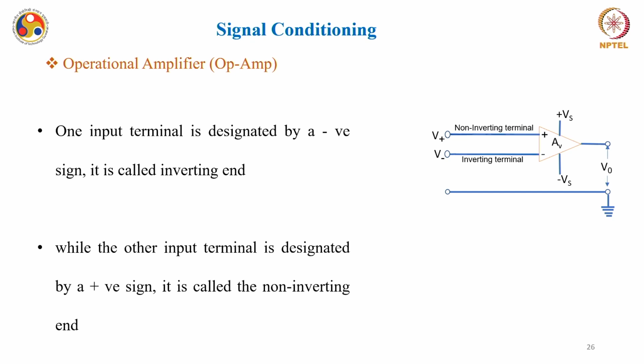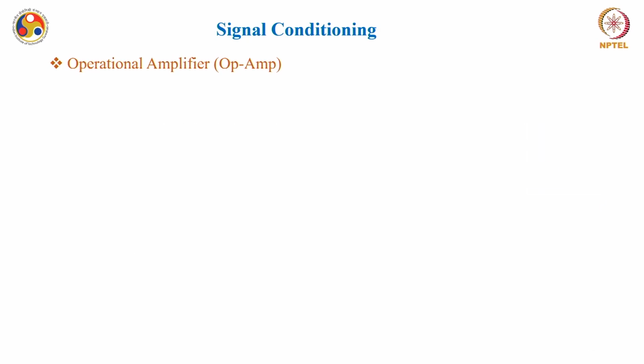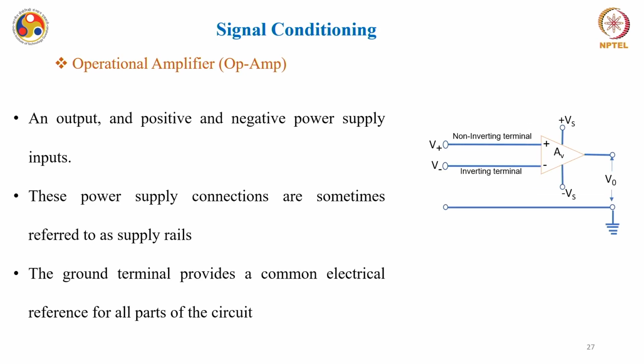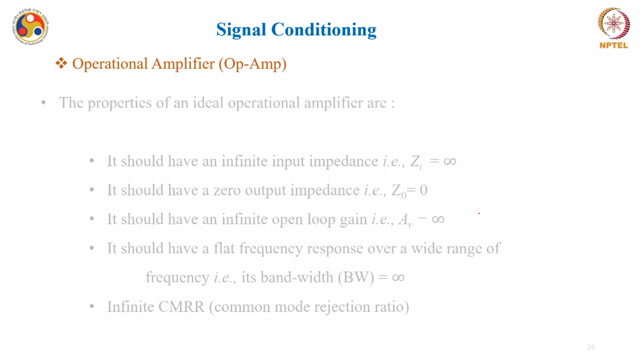Okay. Now one input is designated by a negative sign which we call inverting, while the other input terminal is designated by a positive sign, which we call non-inverting. Okay. So the output is V0, and you have a positive and negative power supply. So 5 pins altogether. These power supply connections are sometimes referred to as supply rails, and the ground terminal here provides a common electrical reference for all parts of the circuit.